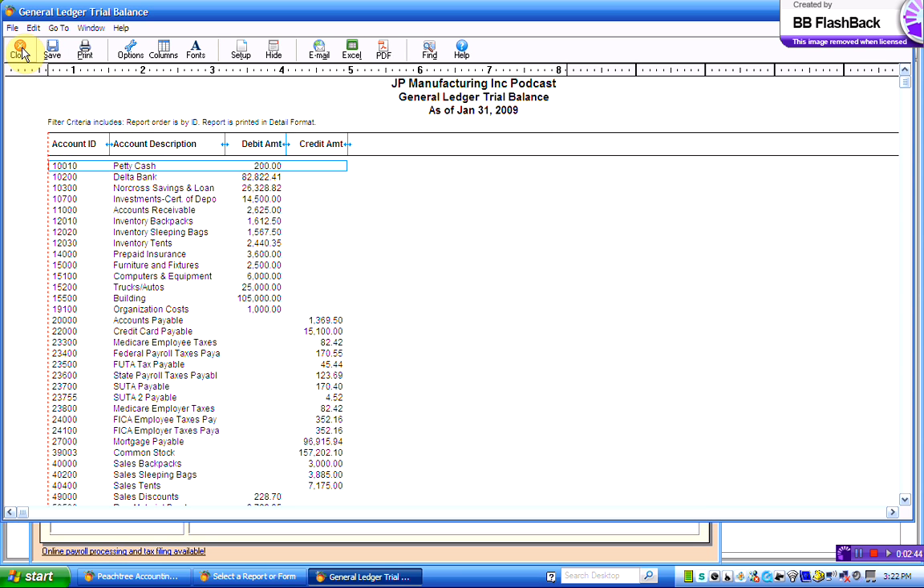Right, so I will close that. So that's a general journal entry then to make a bank transfer of funds between two accounts.